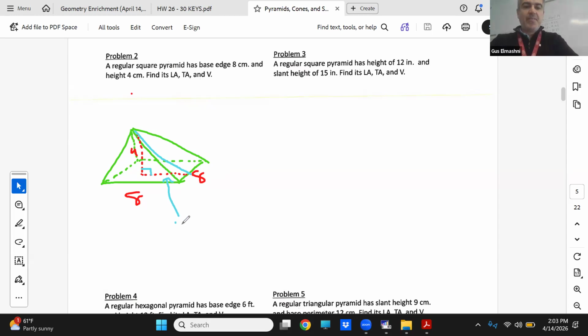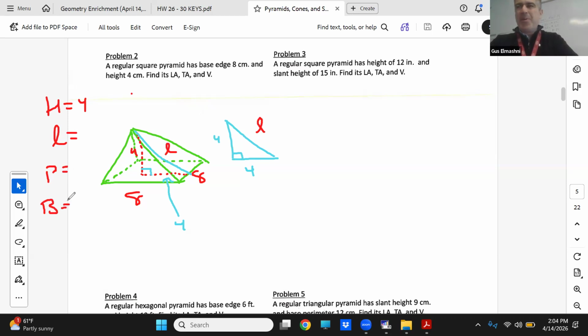So now you have a triangle like this, right? 4, 4. And this blue line that's slanted, what do we call that again? L, or slant height. Yeah, correct. So we definitely want the height, which we know is 4. We definitely want the slant height, which I'm going to find in a moment. We definitely want the perimeter, and we definitely want the base. Well, the base is easy. What's the area of the base? That's easy. 64, right?